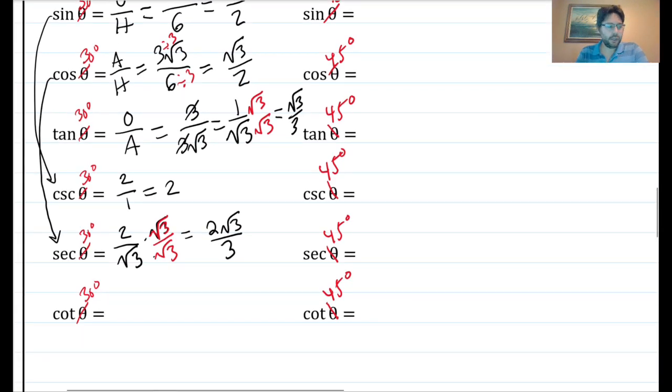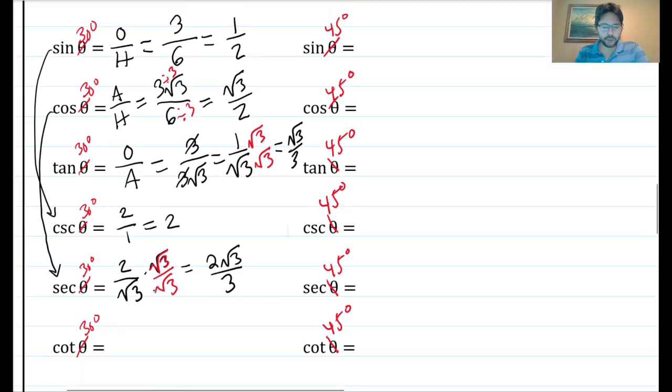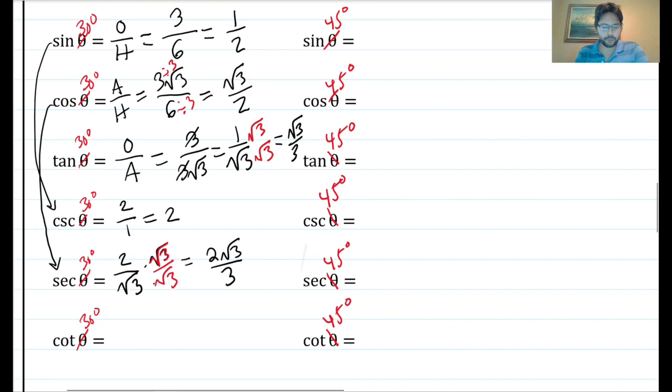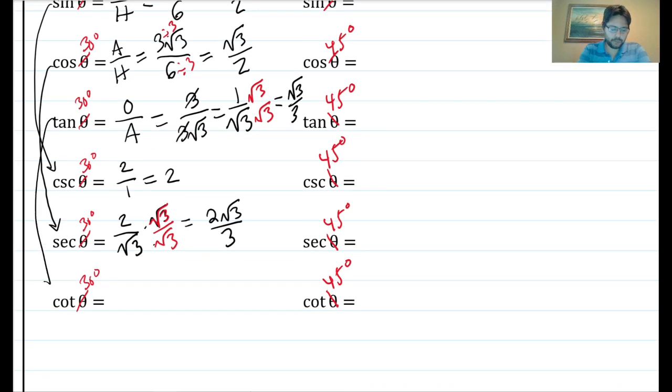And then last one, we got cotangent. We got to flip the tangent to get cotangent. So that's going to give us square root of 3 over 1. And what I did is I just flipped the 1 over square root of 3 and then made it square root of 3 over 1. That way I didn't have to rationalize. Okay, and then this is going to give me square root of 3. All right, so that's the 6 trig functions for that.